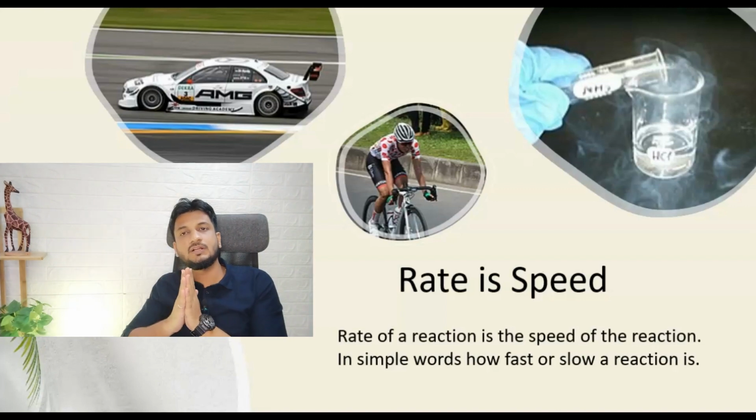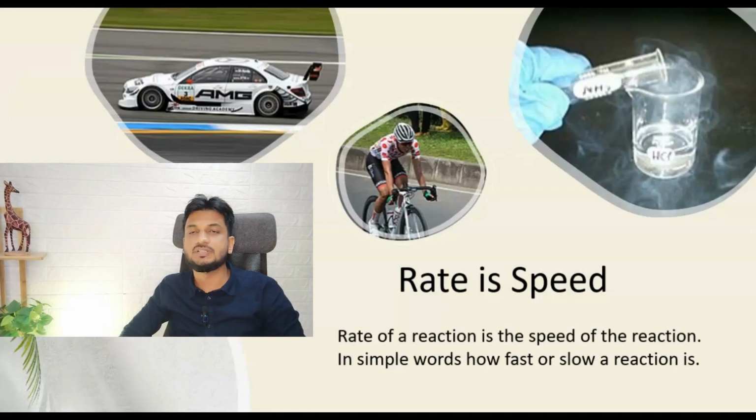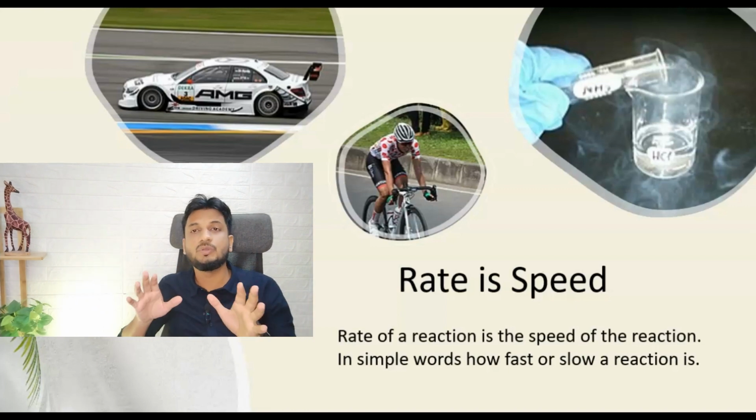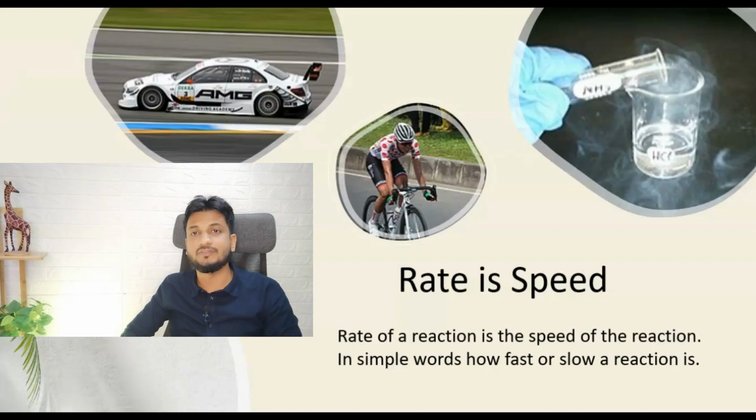Now, it's very simple, guys. Some reactions are very slow and some reactions are very fast. But it's always good to measure the rate of reactions with an optimum speed, which is not very slow, which is not very fast. Later on in this video, we will see why it is important.